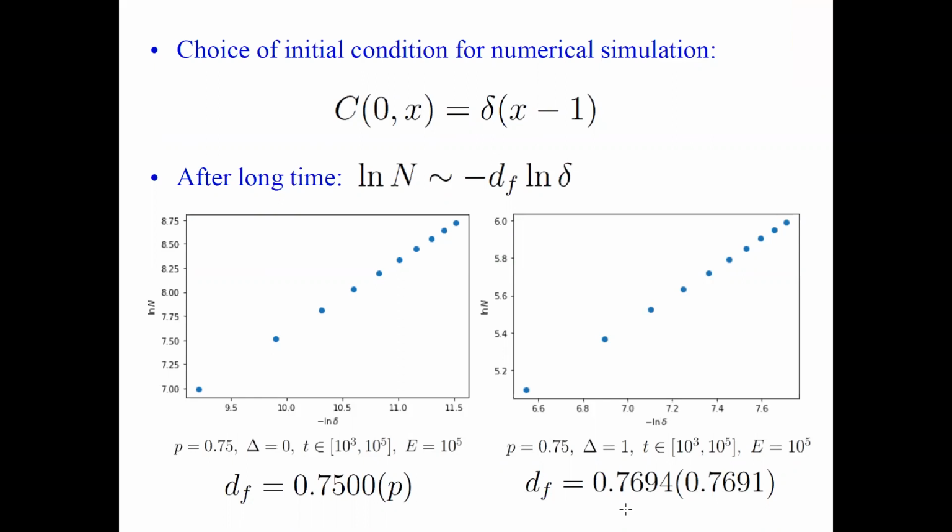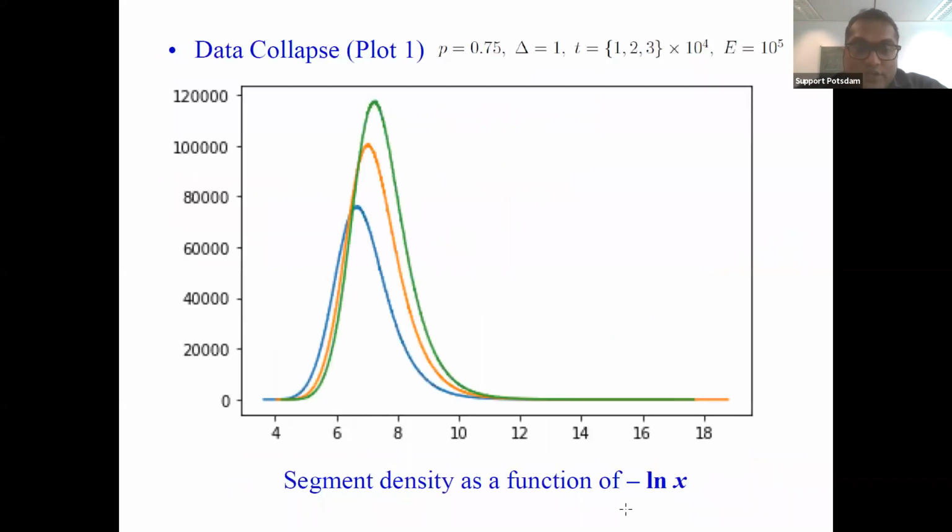Okay. Now we are coming to the more fun part, which is the data collapse. Here we plot segment density as a function of minus log of x. I take this minus log of x to make this plot look nice. As you see, minus log of x means, as time grows, the particles become smaller and smaller, and the minus log of x grows.